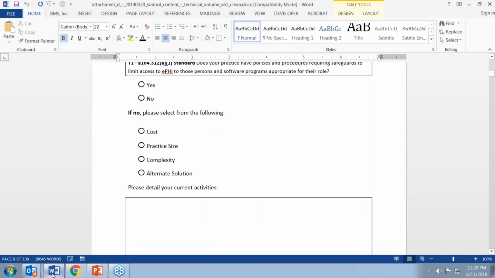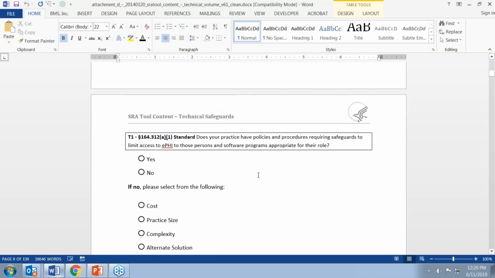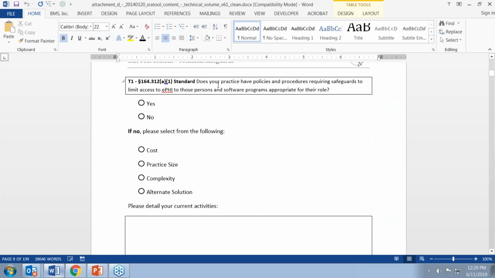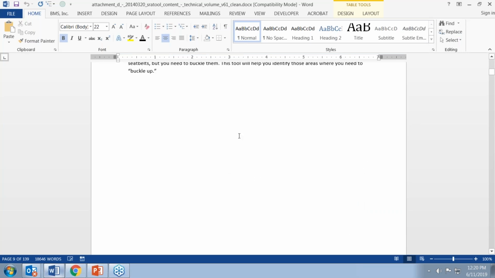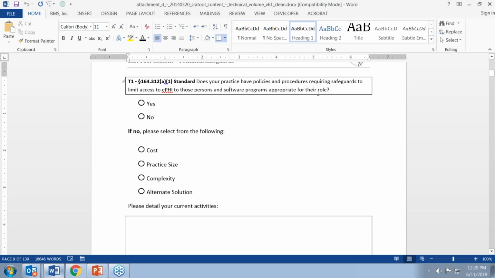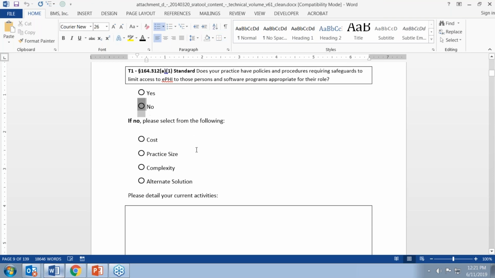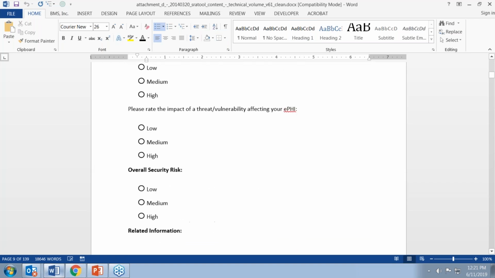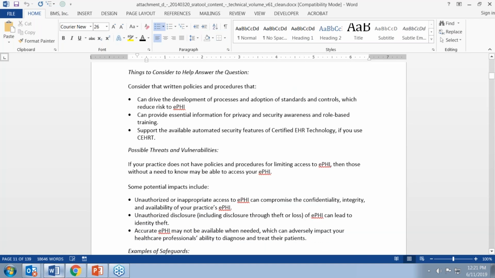So going to our last portion, which is the technical. This is the first question in the technical section, and all of the tops of these look the same as the administrative, so I didn't want to take you through all of them individually. Does your practice have policies and procedures requiring safeguards to limit access to EPHI to those persons and software programs appropriate for their roles? So this is more technical. Do we have password protection? Do we have limited credentials? Again, no. We have one password for the whole office. We leave the computer unlocked all day.